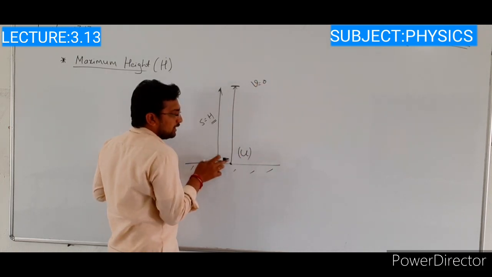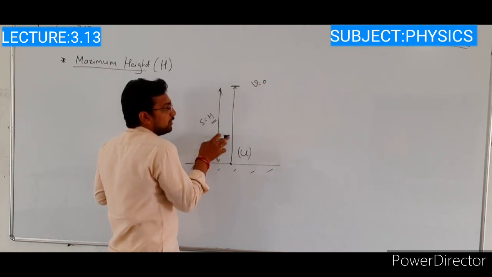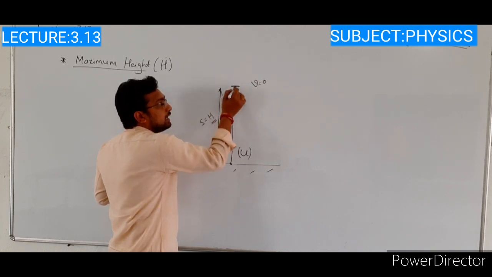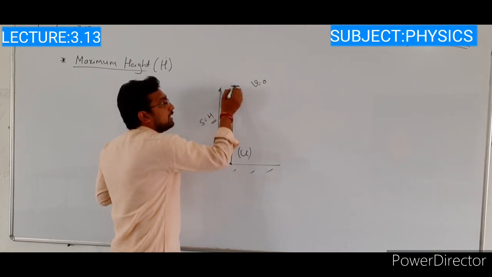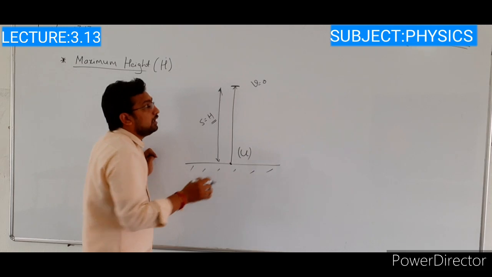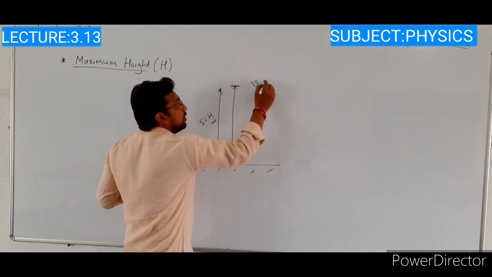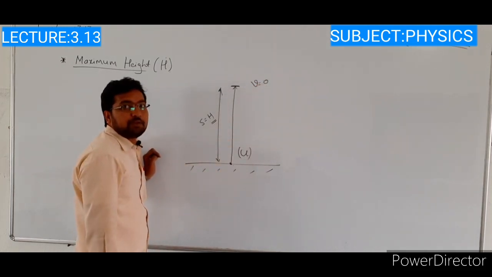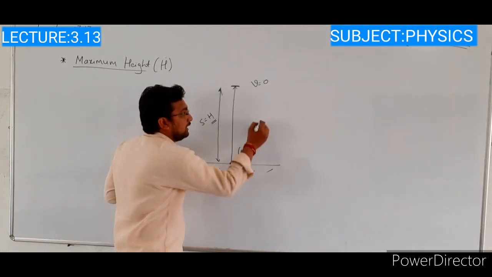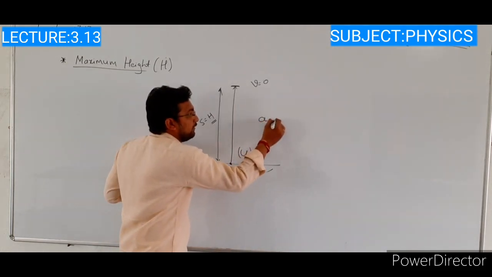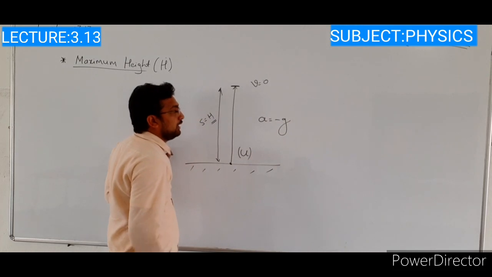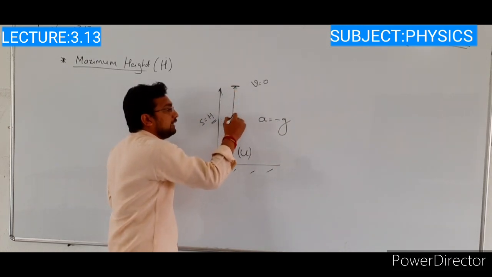When the object is moving in upward direction, in that case its velocity goes on decreasing. Let us assume that at this position the velocity is 0, then the final velocity of that object is 0. The final velocity is 0. Then acceleration due to gravity in this case is negative. It is moving in upward direction.